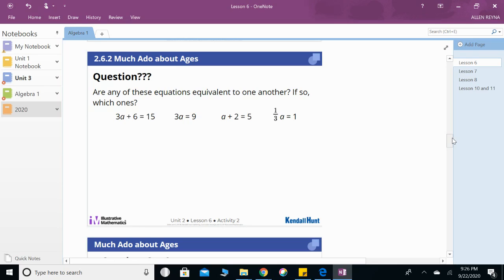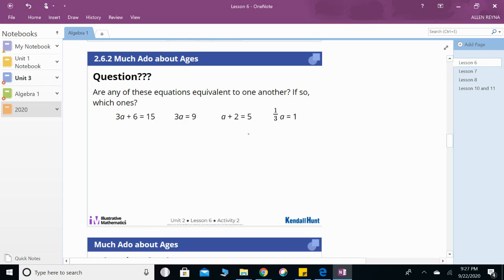So this one, it says, are any of these equations equivalent? Yes or no? And if so, which ones? So go ahead and take a second and select either the first, second, third, or fourth. All right, so what did you guys decide? Let's take a look. So we got 3a plus 6 equals 15. We got 3a equals 9. We got a plus 2 equals 5.